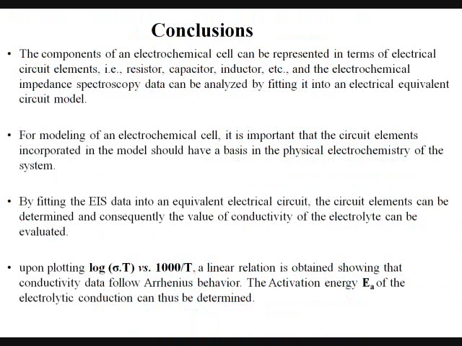Conclusions. The components of an electrochemical cell can be represented in terms of electrical circuit elements, that is, resistor, capacitor, inductor, etc., and the electrochemical impedance spectroscopy data can be analyzed by fitting it into an electrical equivalent circuit model. For modeling of an electrochemical cell, it is important that the circuit elements incorporated in the model should have a basis in the physical electrochemistry of the system.